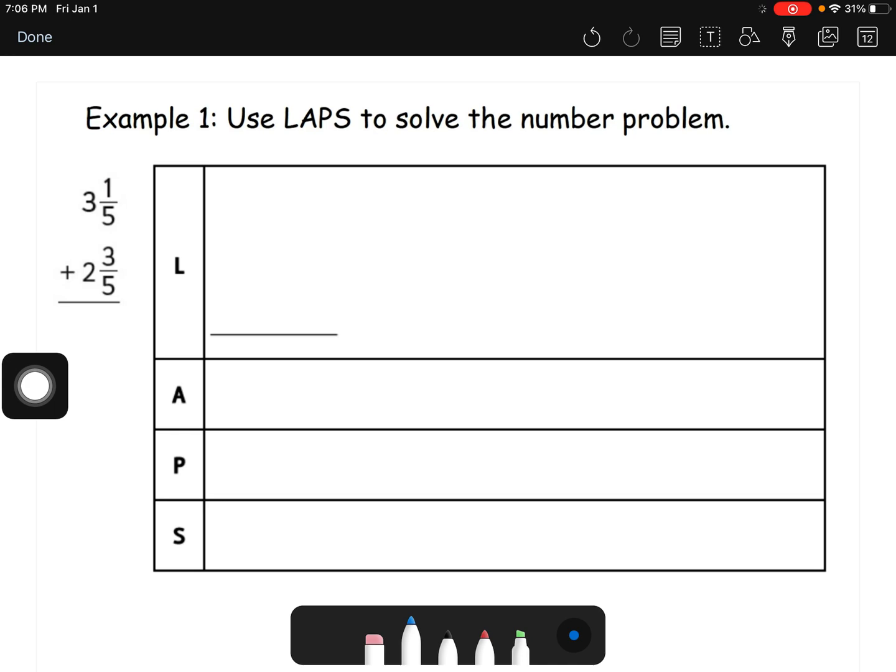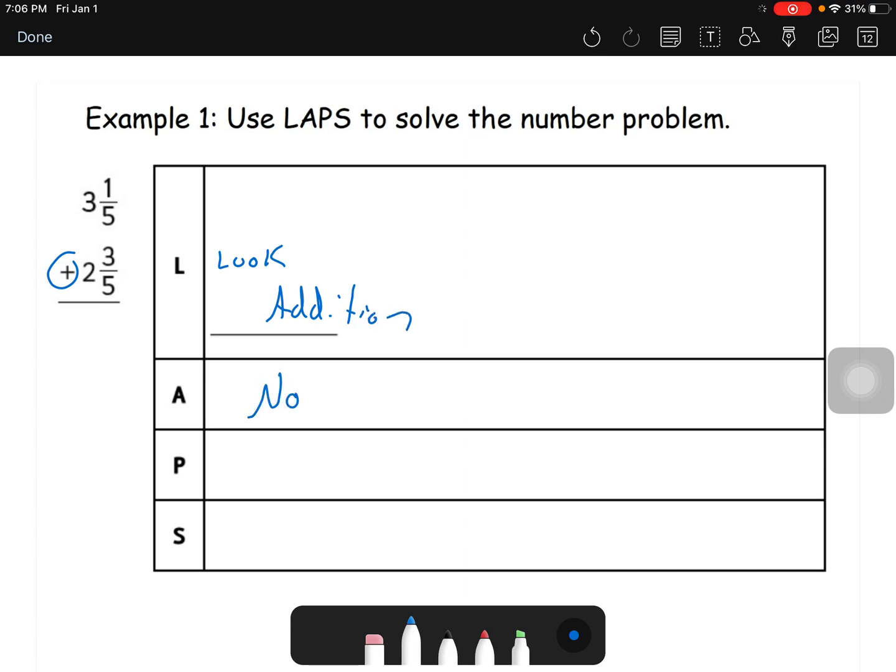Okay, so we're not always going to have to write this out, but I'll do it here. So remember, the L means look, and we see that we have addition. Okay, so there's addition that we need to do. Okay, alter, I'll say none for that because they already have common denominators, so we don't need to alter anything. And then P is perform. So now we're just going to go ahead and do the operations.